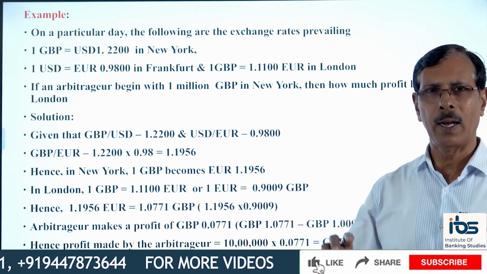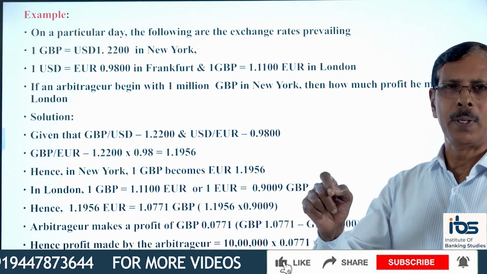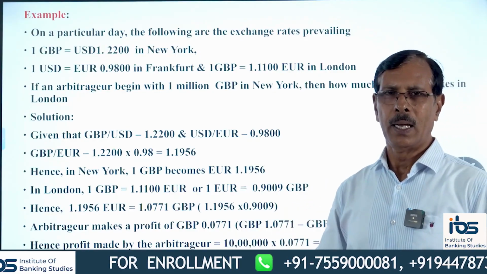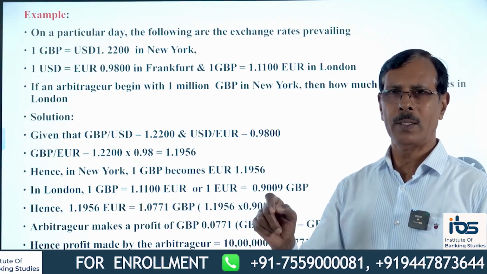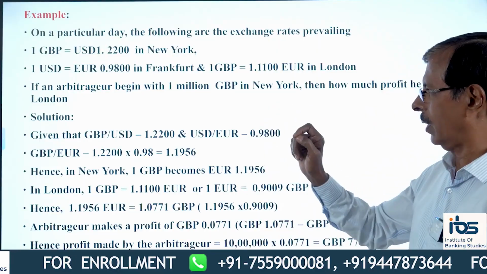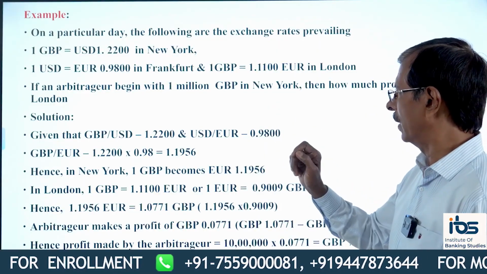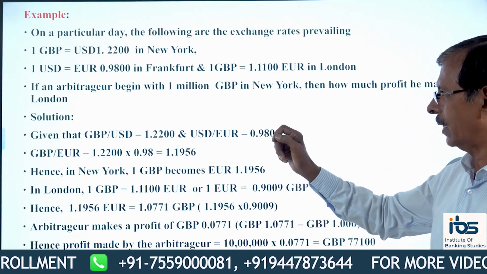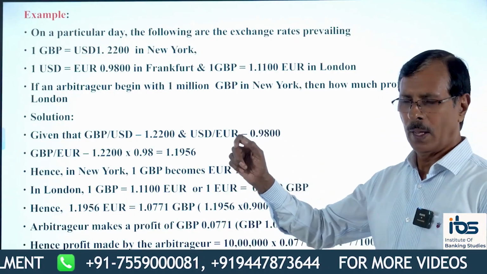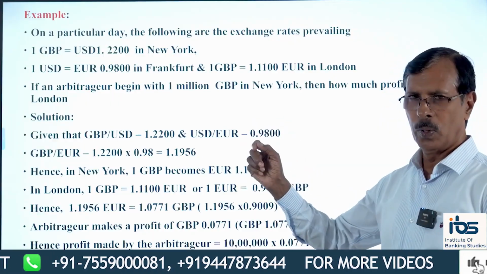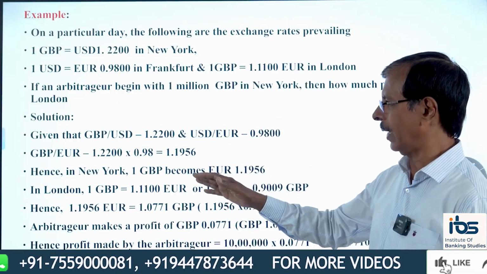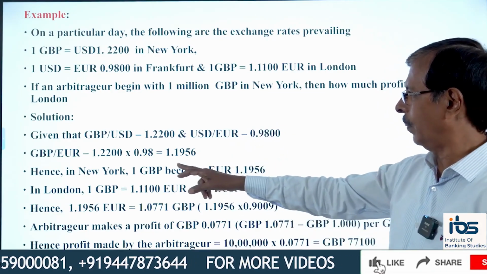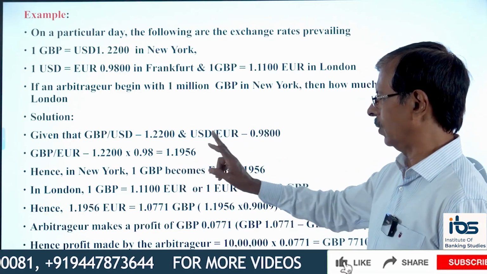Is it clear? I will explain it once again. This person is doing an arbitrage transaction. It is a compound arbitrage. Here 3 centers are involved. One is New York, next is Frankfurt, and third is London. In New York, he converted GBP into dollar and then dollar back to euro. So we applied the cross rate mechanism and found 1 GBP is equal to 1.1956 euro.